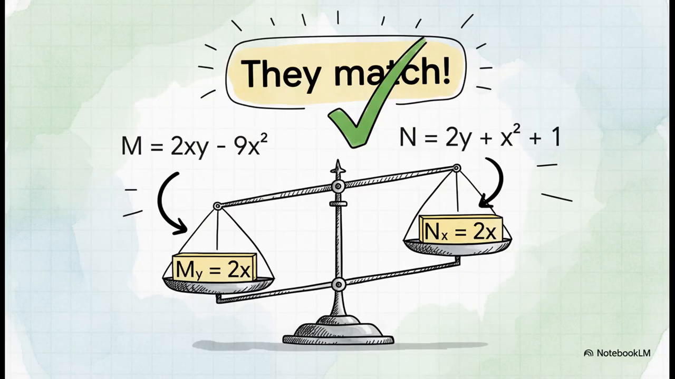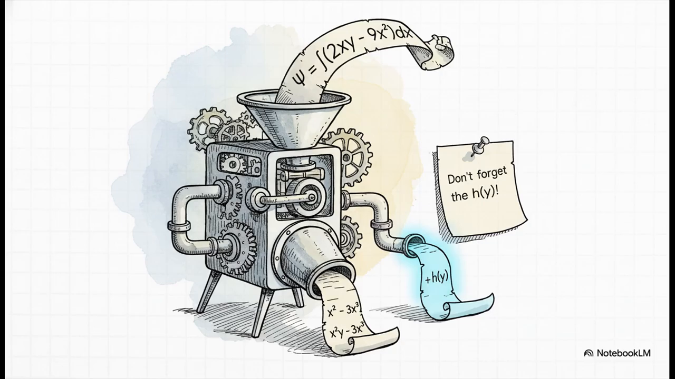First things first, we run the test. The partial derivative of M with respect to y is just 2x. Easy enough. Now, the partial derivative of N with respect to x is also 2x. They match. So we know for sure this equation is exact, and our method is going to work. Now for step 2. We integrate the M term with respect to x. The integral of 2xy is x squared y.